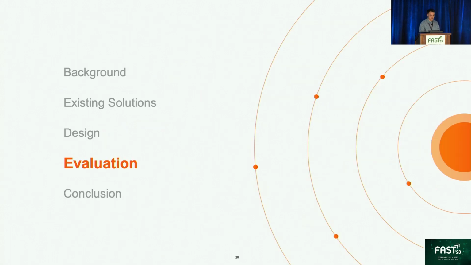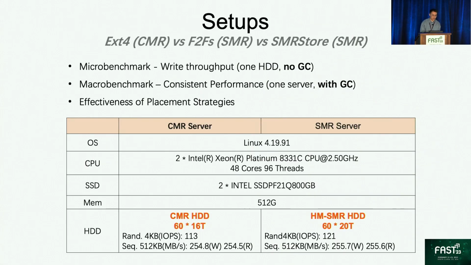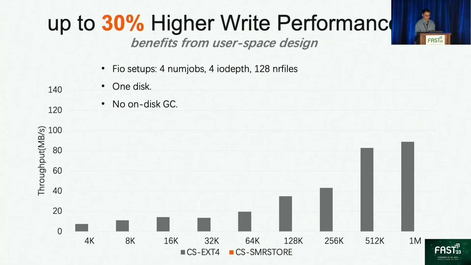We evaluate SMRSTORE with our benchmarks and also have a study on the effectiveness of the placement strategies. The storage servers have the same configurations except the drives. The CMR and SMR drives they use have similar raw performance. In the micro benchmark, the x-axis has different write sizes, and the y-axis is the write throughput of a single storage engine. The black baseline is the throughput of an XFS-based storage engine on a CMR drive.